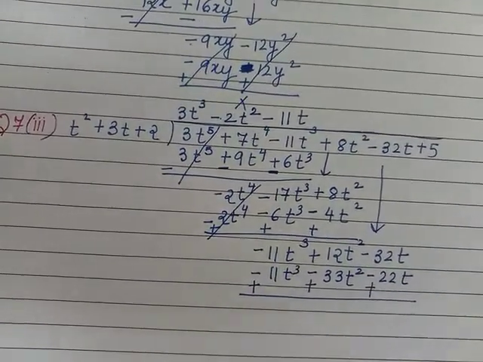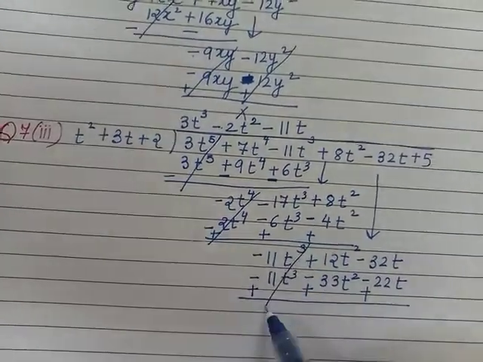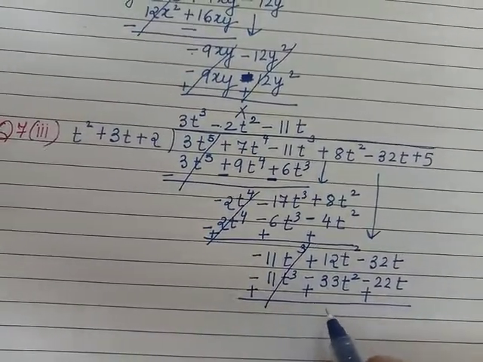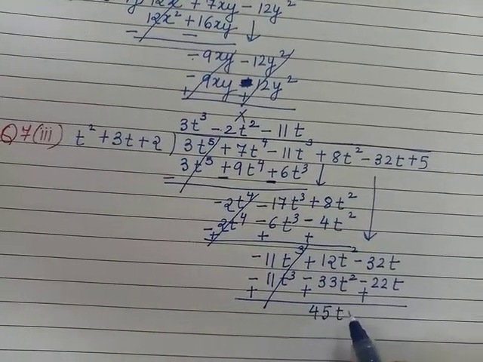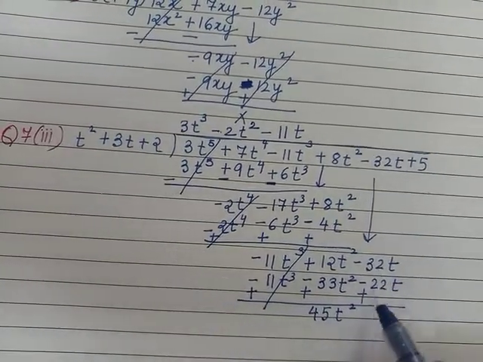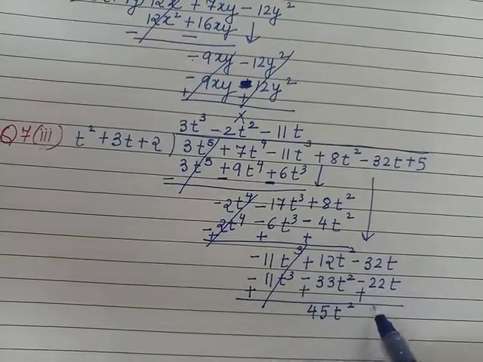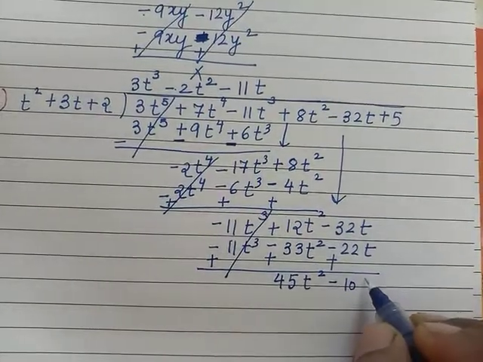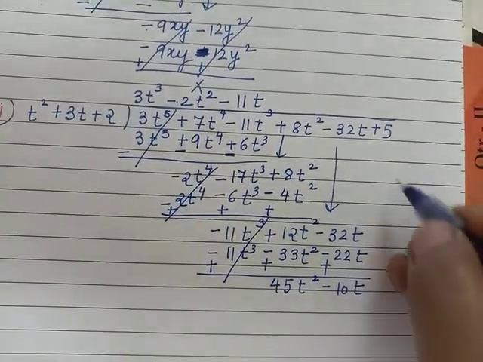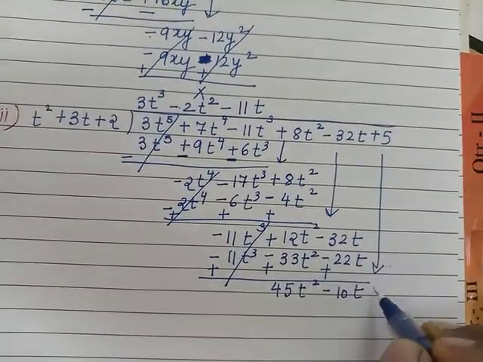So I have changed the sign. Now these two get eliminated. What are we left with here? We are left with 45t square. And when you solve this, you will get minus 10t. Again we copy down plus 5.